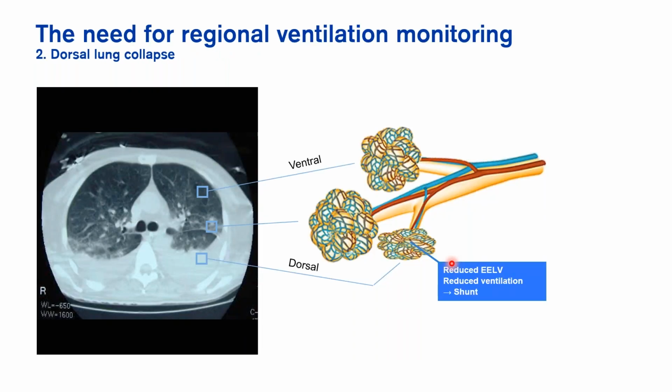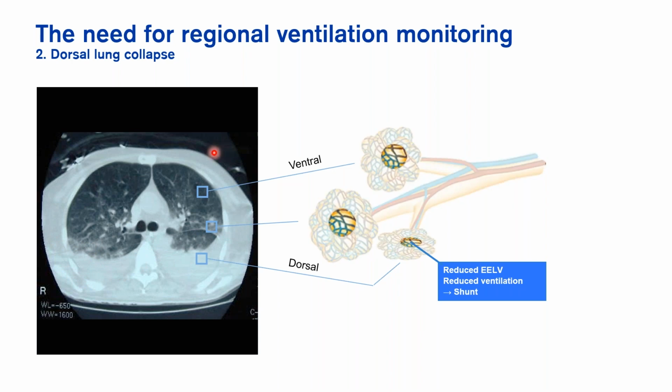So let's have a look at the dorsal. How could it look on the PulmoVista when we have the dorsal lung collapse? So in the dorsal lung collapse, we have a CT scan here. We see that these are the consolidated areas of the lung. There is no air in those areas of the lungs. They are completely collapsed. There's no aeration and there's no air content.